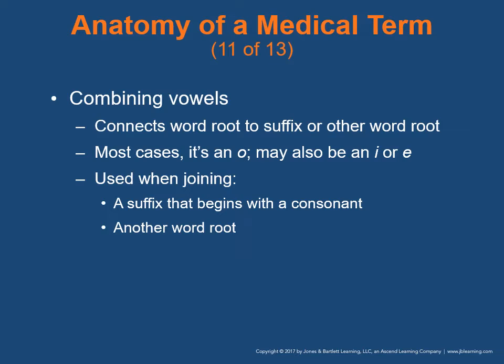Combining vowels. A combining vowel is the part of a term that connects a word root to a suffix or other word root. In most cases, it is an O. However, it may also be an I or an E. And these are used when joining a suffix that begins with a consonant or when joining another word root.